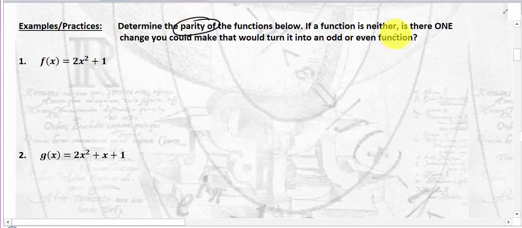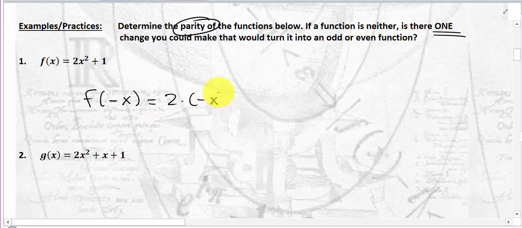Determine the parity of the function below. If the function is neither, is there one change you could make so that it would turn into an even or an odd function? To determine the parity of a function, you have to see what happens when you throw the opposite of x into the function. So let's see here. The opposite of x gives 2 times the opposite of x squared plus 1. Then once you throw the opposite of x, you're trying to simplify this. Well, that's easy, right?